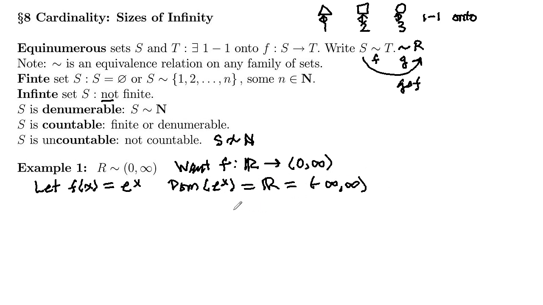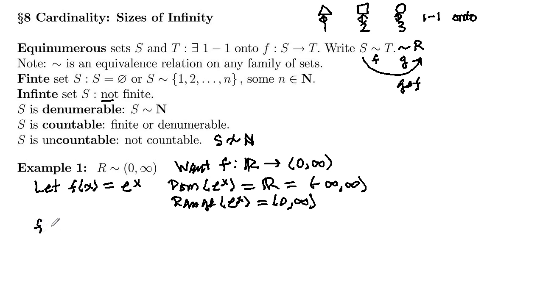And then the range, remember, is just positives. So the range of e to the x is 0 to infinity. So we've got the right domain and range here. We just need to show that this guy is 1 to 1 and onto. Okay, so if we want to show this, we not only need to specify the function, but we need to show it's 1 to 1 and onto.